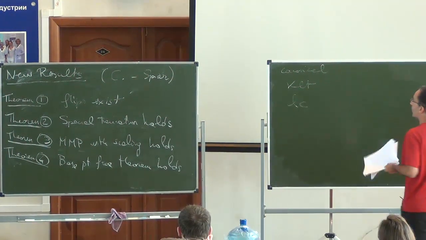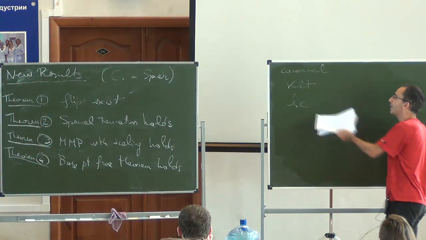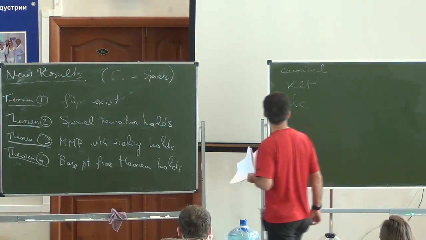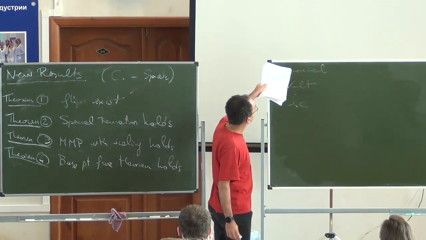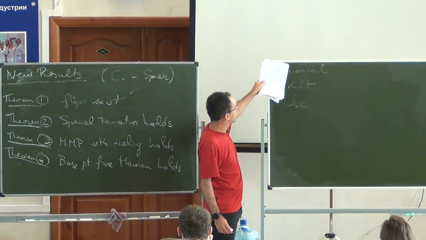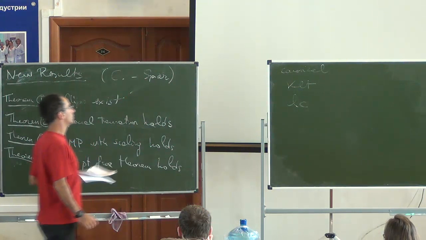Now, log canonical, exactly like in the minimal model program, is way too wide. We cannot work with log canonical. There are many properties that are not true for log canonical. Canonical is not good for pairs. And KLT does not imply canonical. So it's also not good.